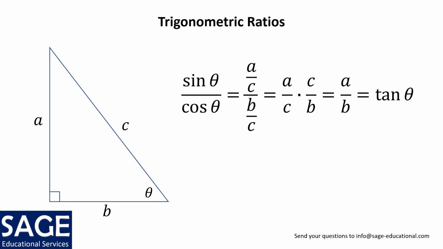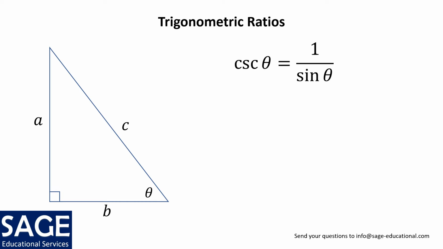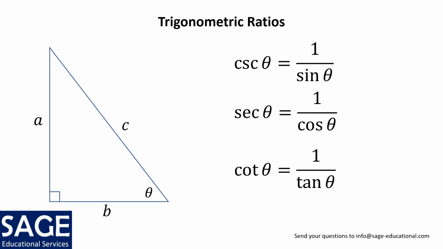Now there are three other trig ratios which are the reciprocals of these ratios. The reciprocal of sine of theta is called cosecant theta. The reciprocal of cosine of theta is secant of theta, and the reciprocal of tangent of theta is cotangent of theta. So we will be using these three reciprocals as well.